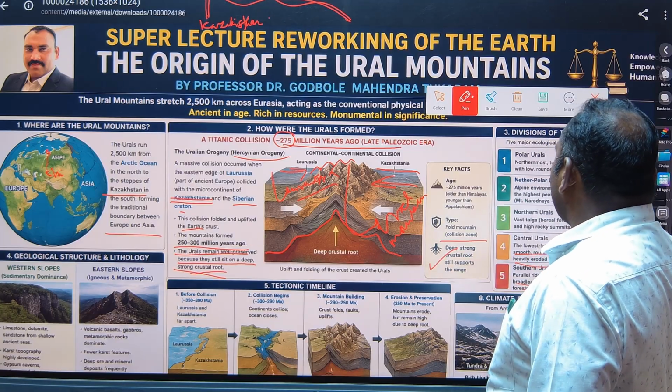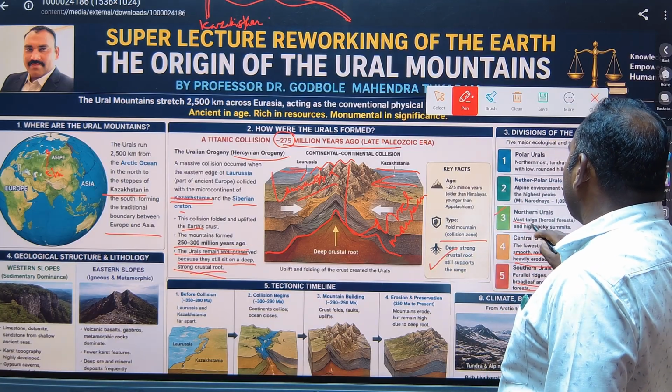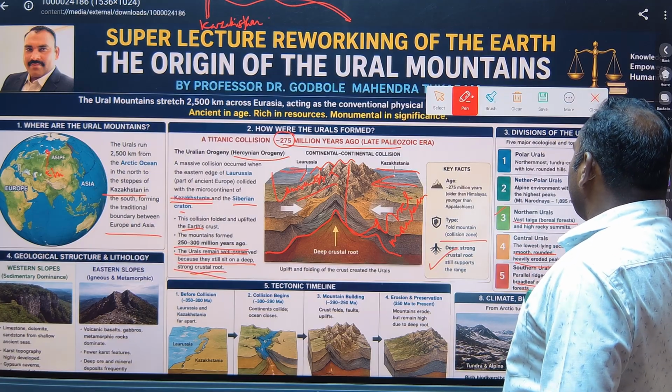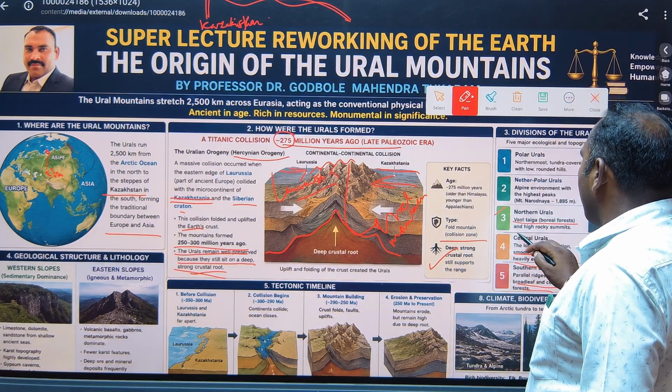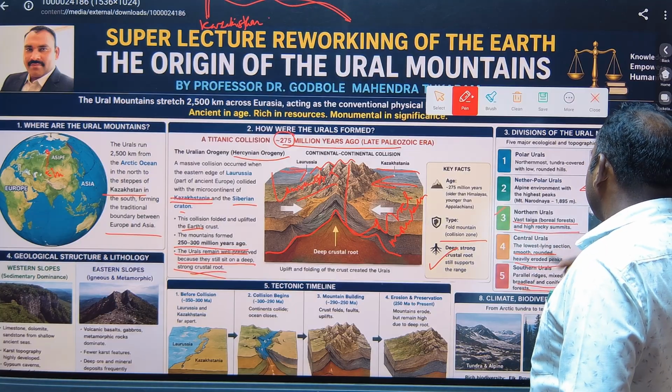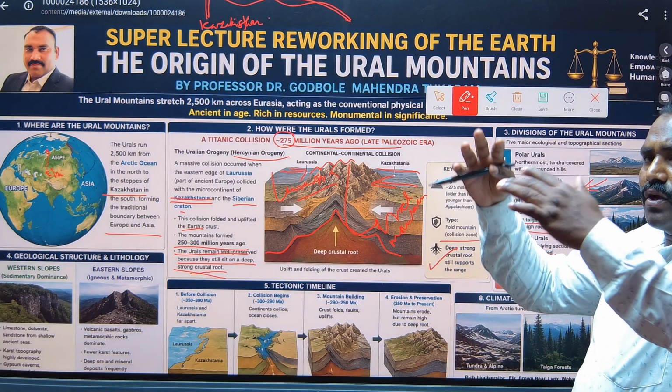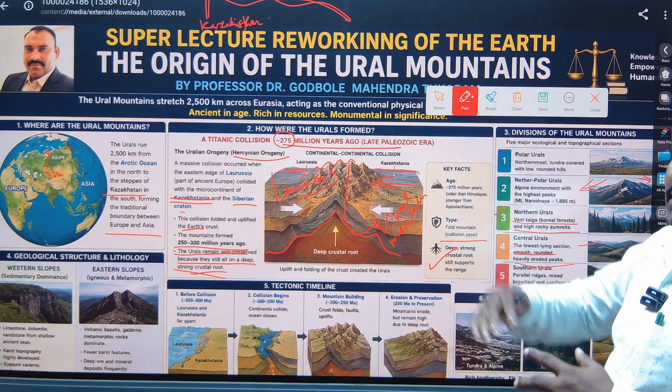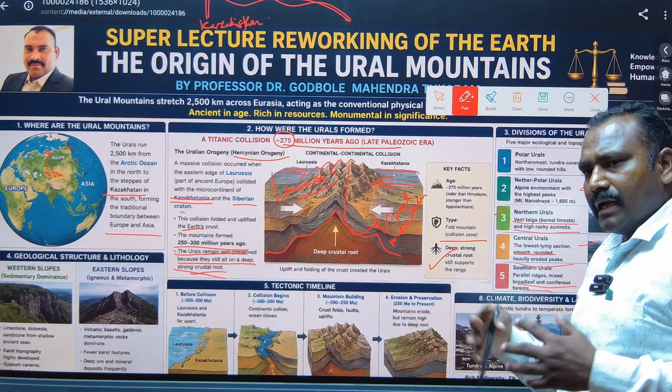The third is the northern Ural. It is a vast taiga, a broadleaf forest, known as the boreal forest. It has high rocky summits. There are different rocky summits, peaks which are interconnected, interlinked.